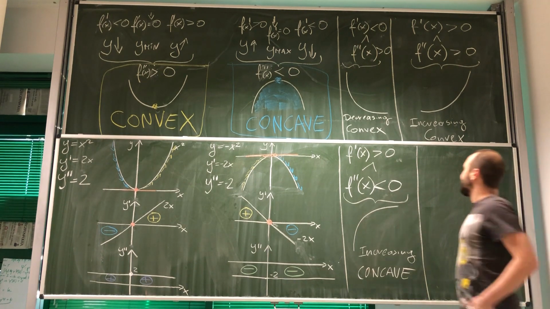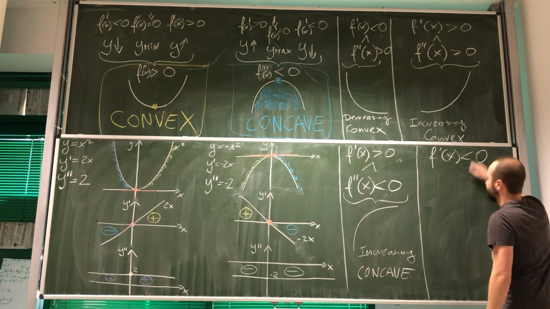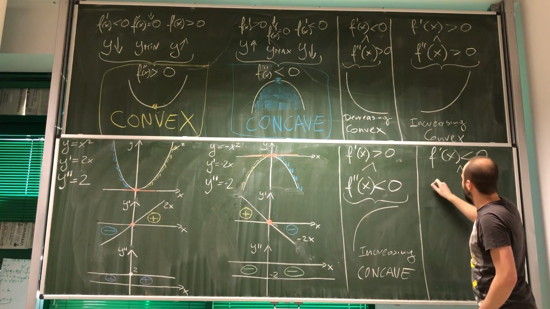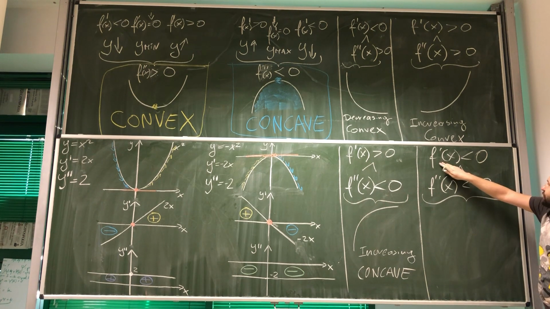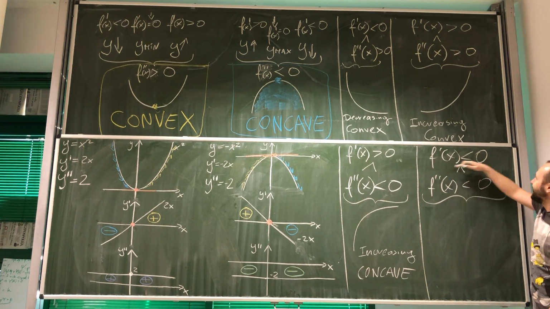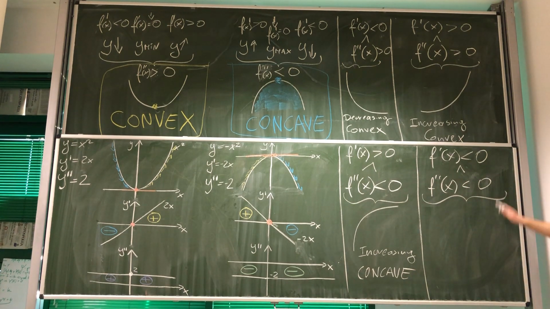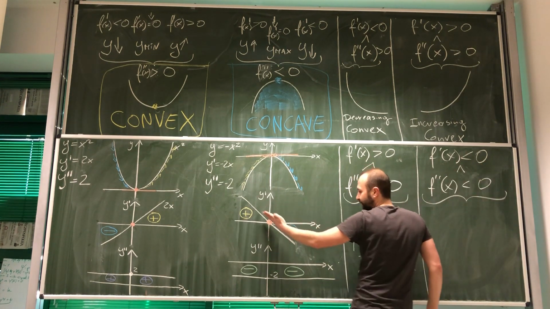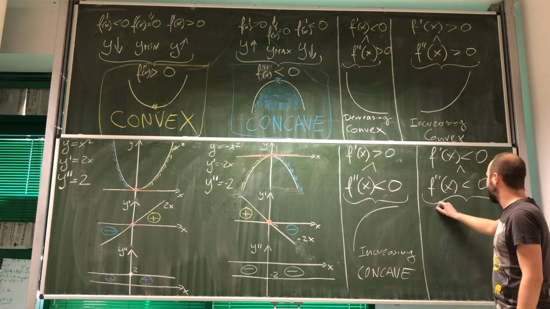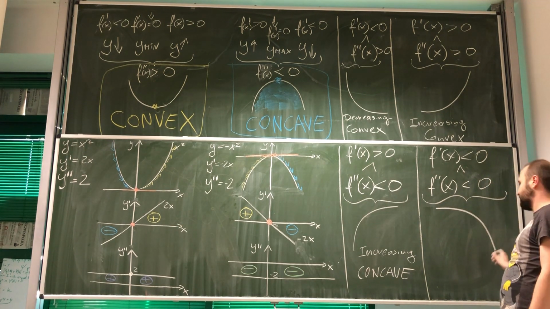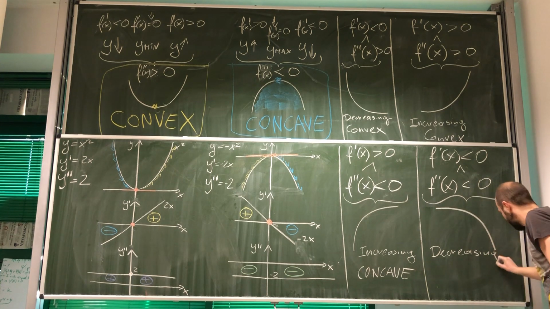Now, if we have f prime of x negative and f double prime of x negative, what should we expect? Well, the function has a negative slope because the first derivative is negative, and because the second derivative is also negative, it means that the value of the derivative is decreasing. So what type of shape are we going to have now? A shape where the function is decreasing and it's decreasing faster and faster. We of course call it decreasing concave.